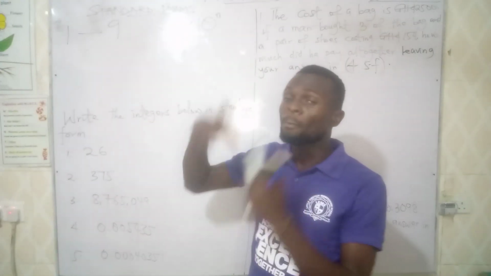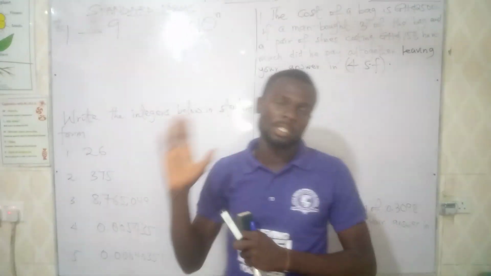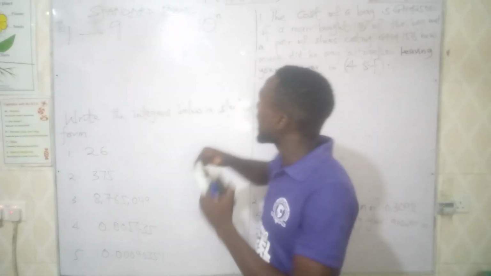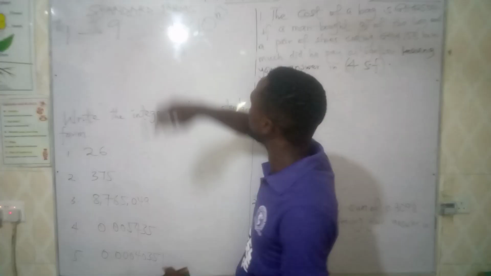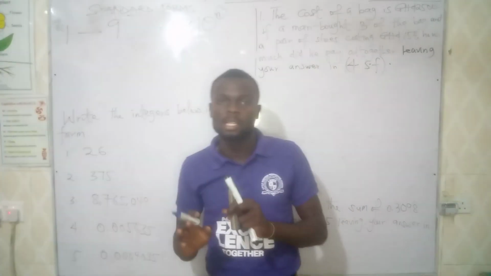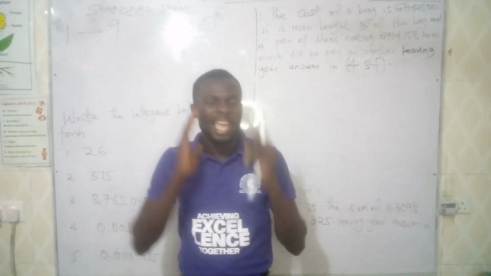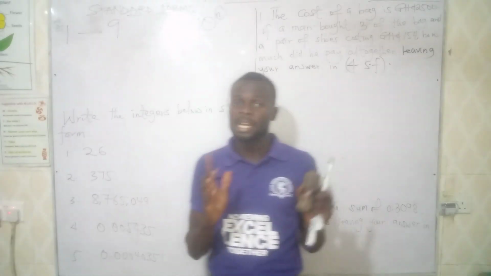a is any positive integer from 1 to 9. That is the value of a. Where n happens to be all positive and negative integers. So n could be positive, n can also be negative. We should also always understand that.